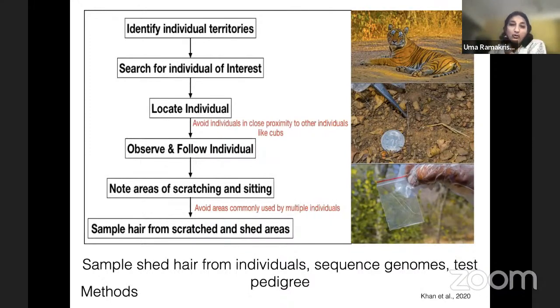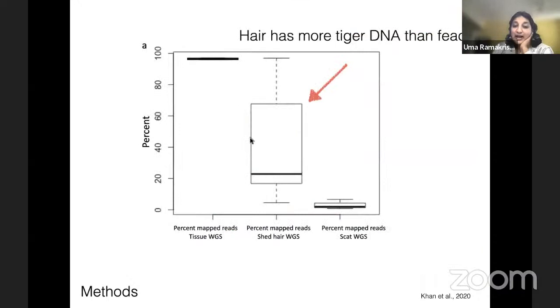So what we figured out is actually that hair is a pretty good source of DNA, shed hair. And especially in sites like Runthambore, you can watch tigers, and once they go away, you look around, you find lots of hair. You can bring that back to the lab, extract it, and actually just sequence it. And when we did this initially, we found that there's a lot of variability in shed hair. Sometimes very few reads from shed hair map to tiger, whereas other times a lot of reads map to tiger, right? But definitely shed hair was way better than fecal samples.